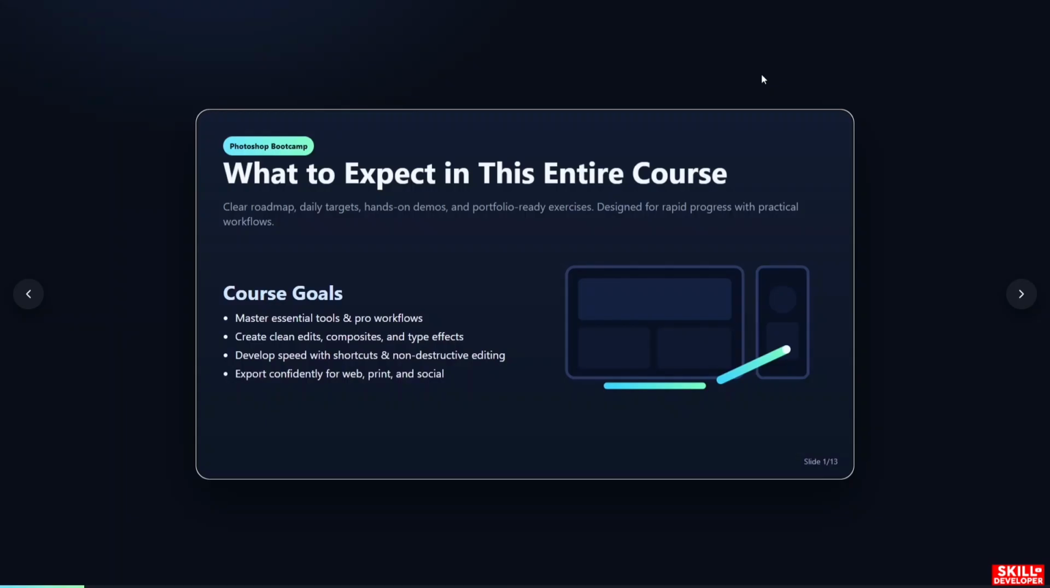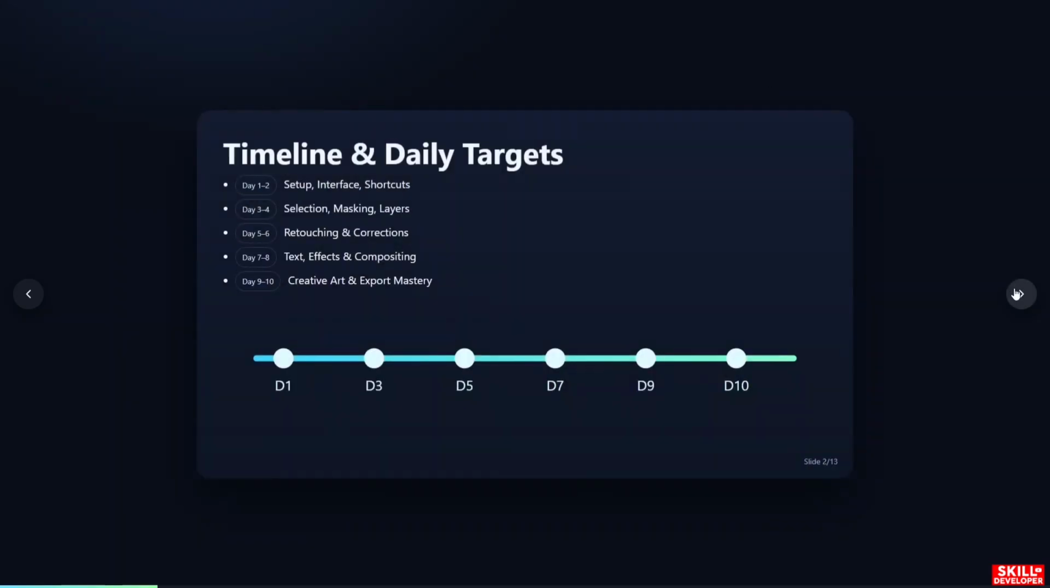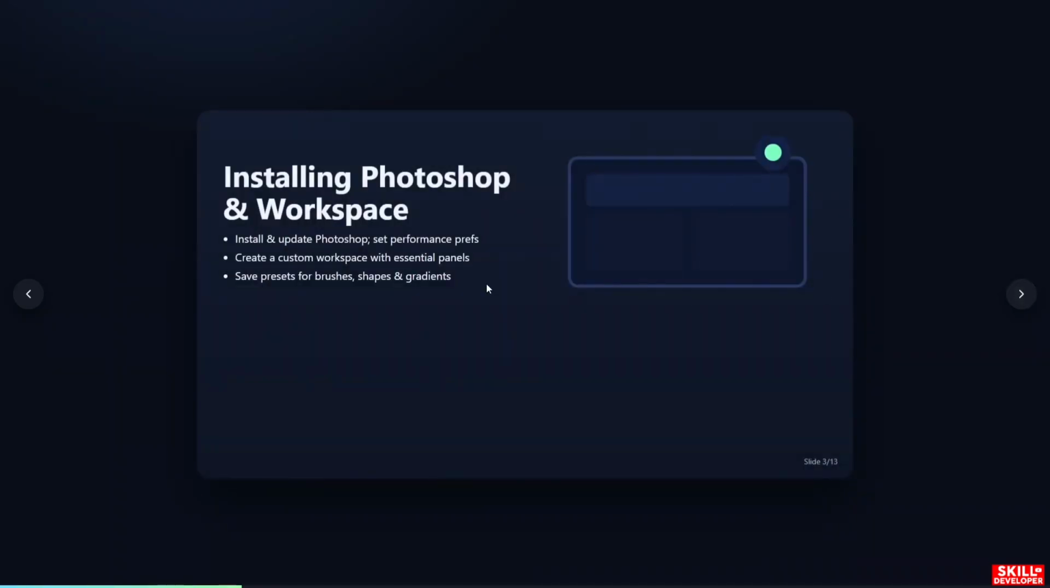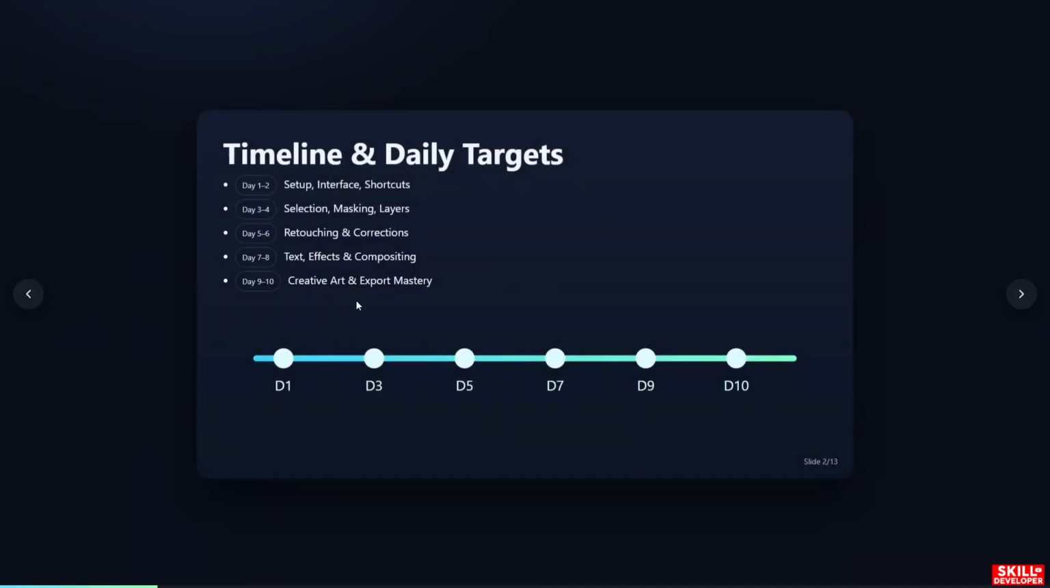So our goal is to master essential tools and pro workflow of Photoshop, create clean edits, composites, and type effects, develop speed with shortcuts and non-destructive editing, and export confidently for web, print, and social media. With that goal, we have a course, and with that course, we have a timeline. You can follow this timeline, but there is no strict rule about it.